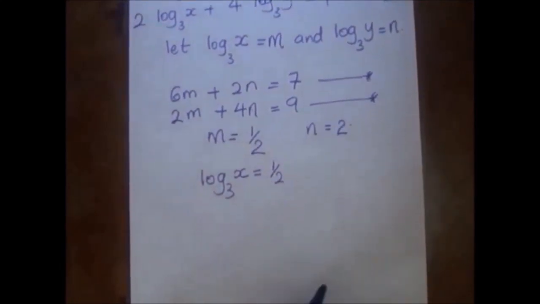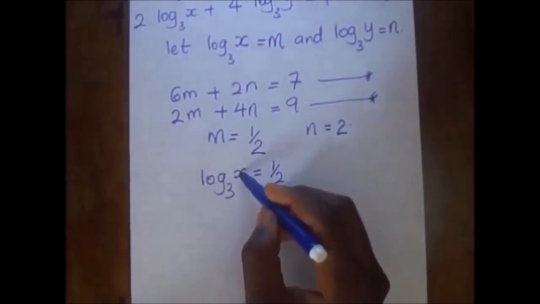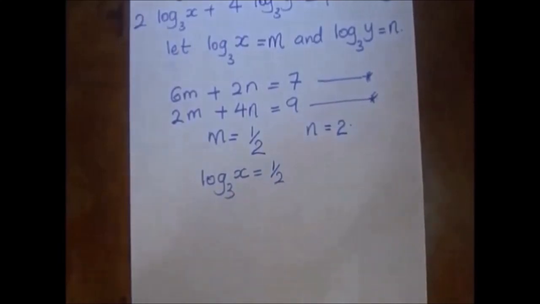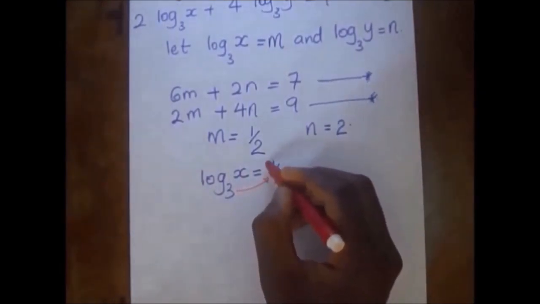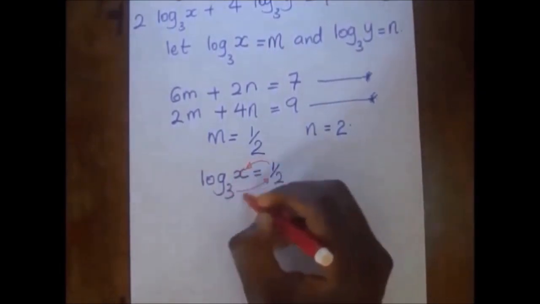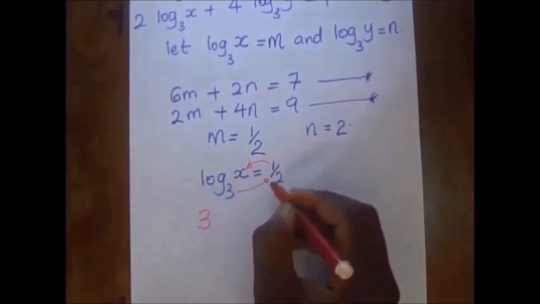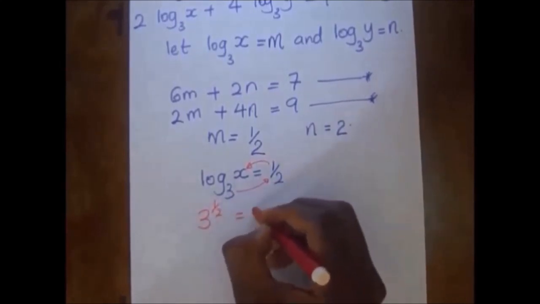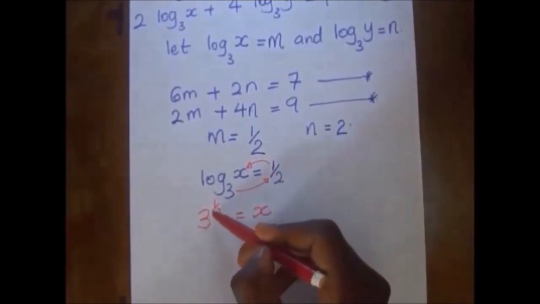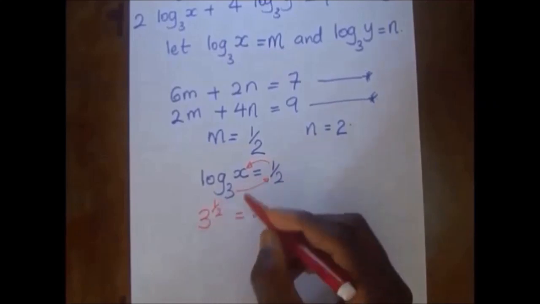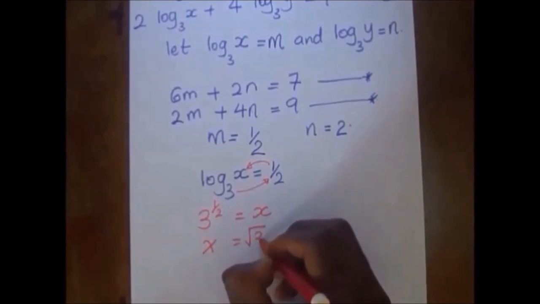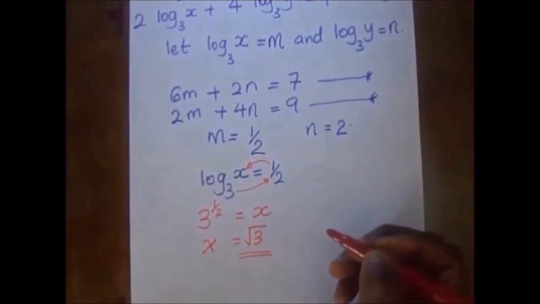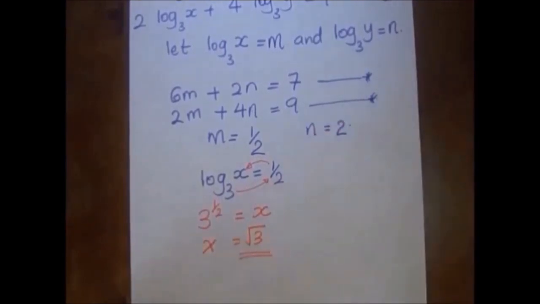And in this case, we know that to find the value of x, we simply employ the law of indices, where we know that 3 to the power 1/2 is equal to x. So in this case, it's going to become 3 to the power 1/2 is equal to x. And we know that 3 to the power 1/2 is the same as saying the square root of 3. So one of the values of x is the square root of 3. And that's the answer. So now let's try and find the value of n.